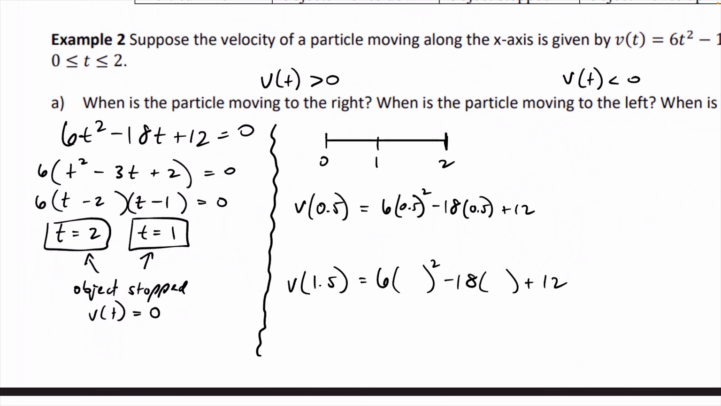So when you plug in 0.5, what do you get? We get a positive number, right? We get a positive number. And then plug in 1.5. What'd you get when you plugged in 1.5? Negative number, yeah. Okay.